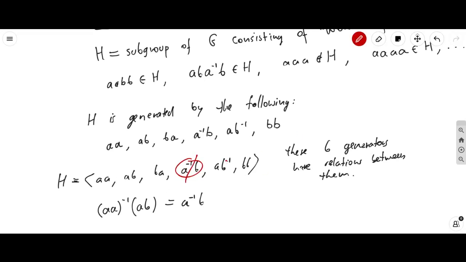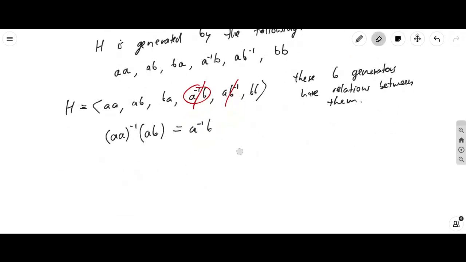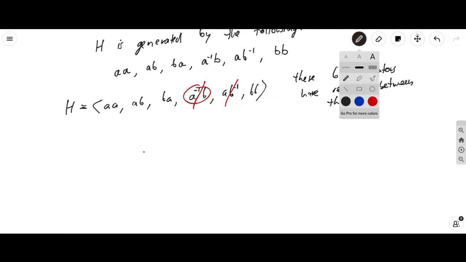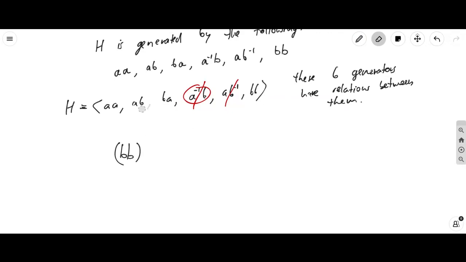So this one is redundant, and actually this one is redundant also. But then you can ask, are there any relationships between these four? I think BA can be eliminated. You can take BB, you take this one, and you can multiply it by the inverse of this. And then you have BB, B inverse, A inverse. So that's B, A inverse.